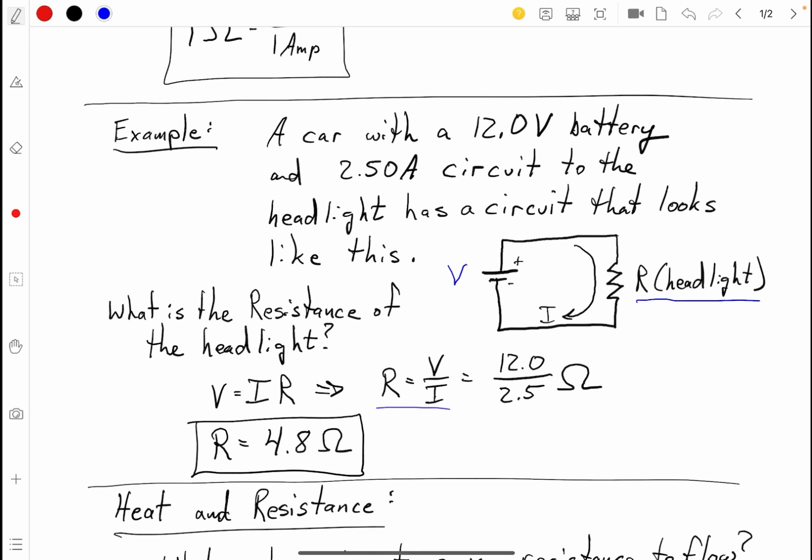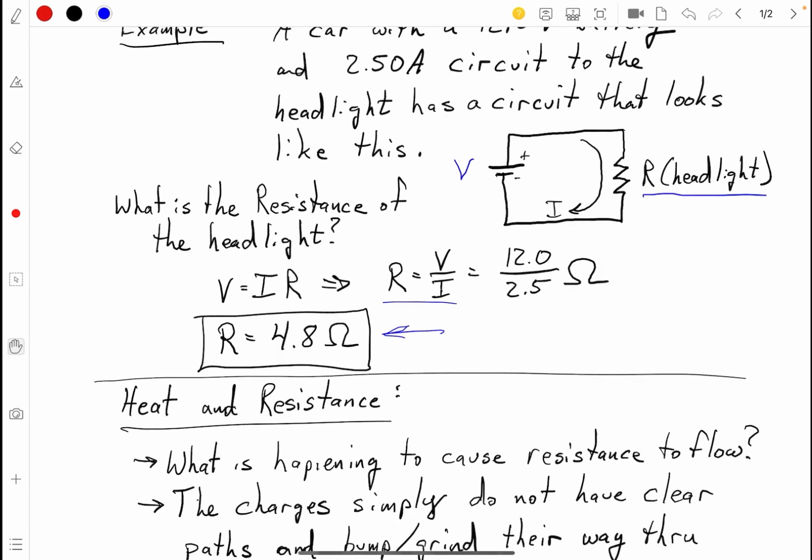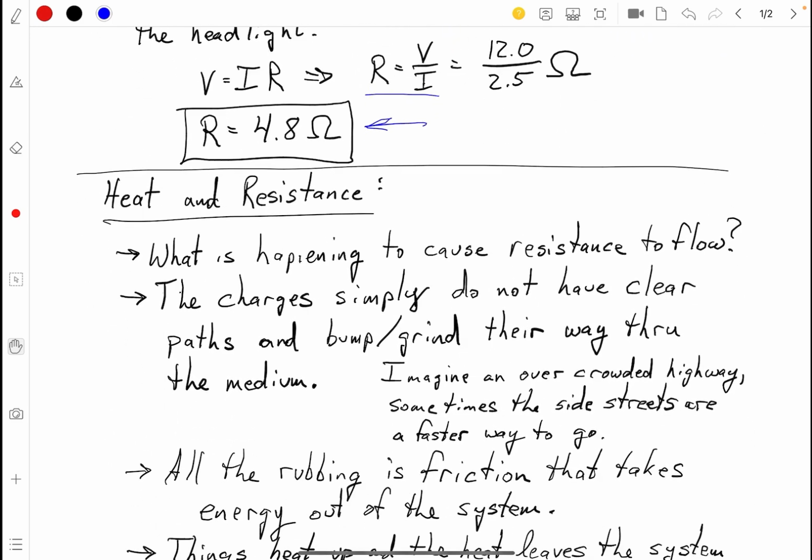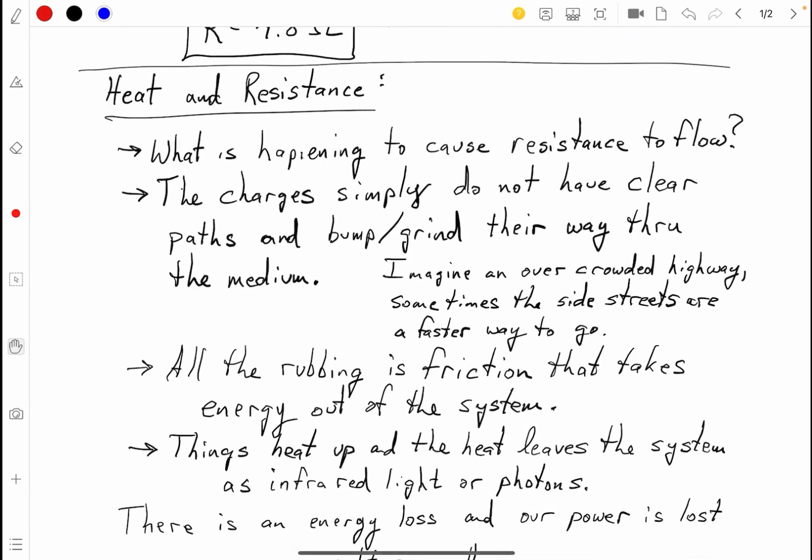We've got our 12 volts. We're going to divide by our 2.5 amps, and that's going to give us our 4.8 ohms. So yes, we like this. It works well, and it's very easy to work with.